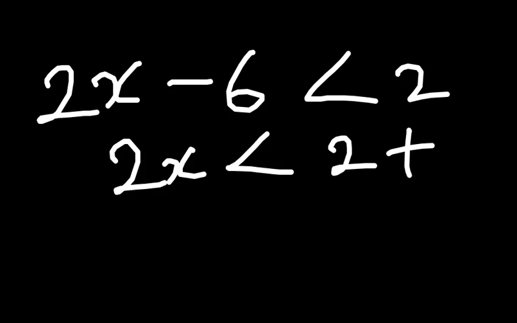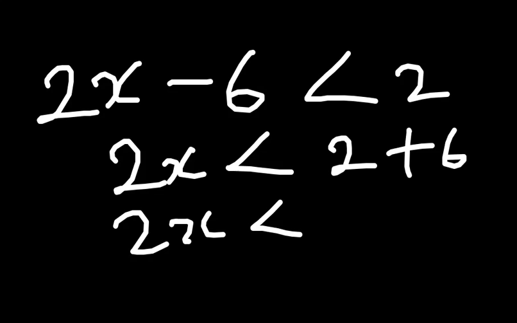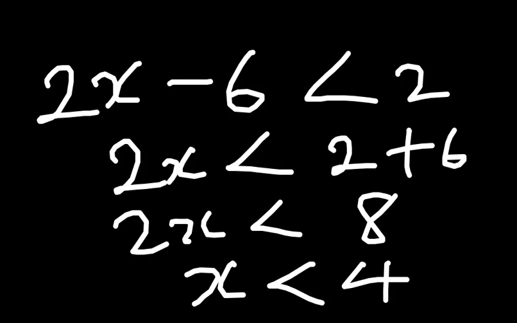plus 6. So we treat this less than sign in the middle like you would treat an equal to sign when you're dealing with a linear function. This will be 2x less than 2 plus 6, that's 8, and this will be x is less than 4. The answer is x is less than 4.